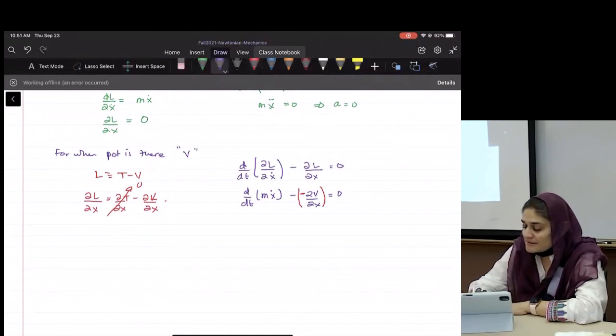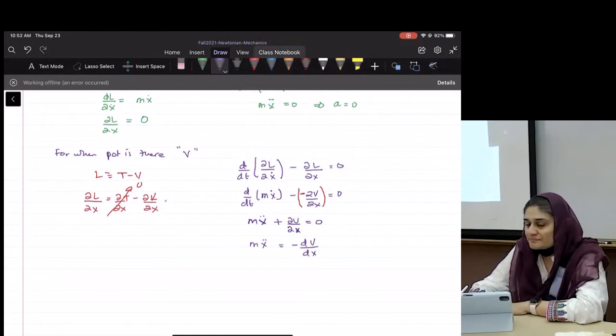That means I can write this as m x double dot plus partial V over partial x. In this case, can I change the partials to full derivatives? Yes? So that means I can rewrite this as minus dV over dx. What is this? Isn't this force? And what is this? Isn't that also force? We wrote this as minus del of U. Did we not? That means this formalism works. Woohoo!